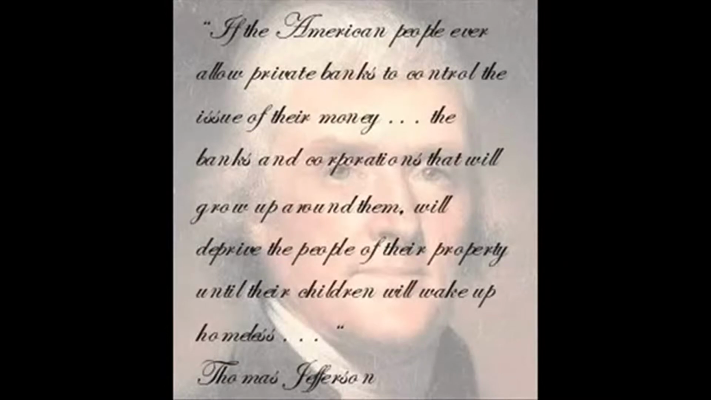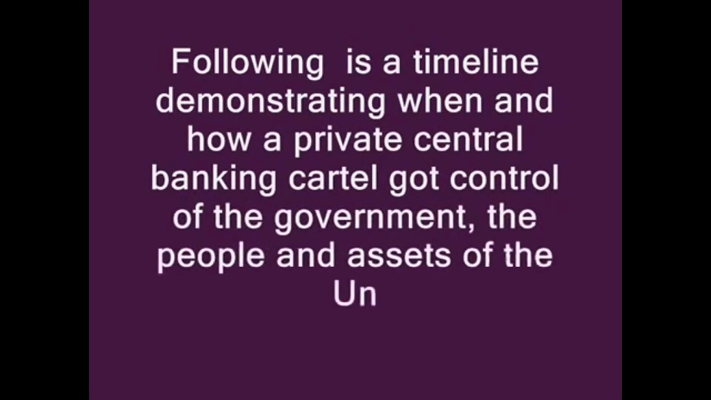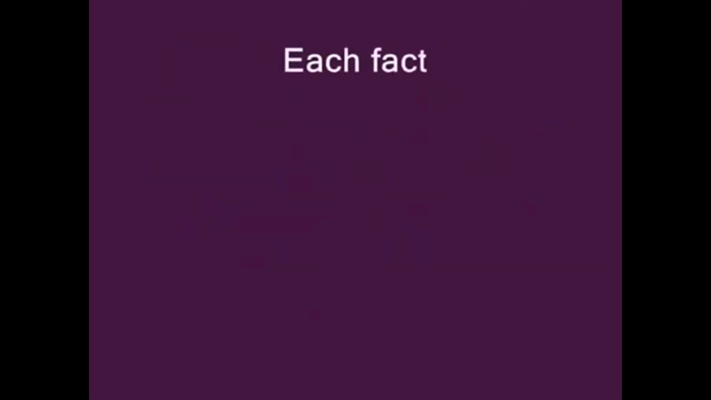"If the American people ever allow private banks to control the issue of their money, the banks and corporations that will grow up around them will deprive the people of their property until their children will wake up homeless." Thomas Jefferson. Following is a timeline demonstrating when and how a private central banking cartel got control of the government, the people, and the assets of the United States.